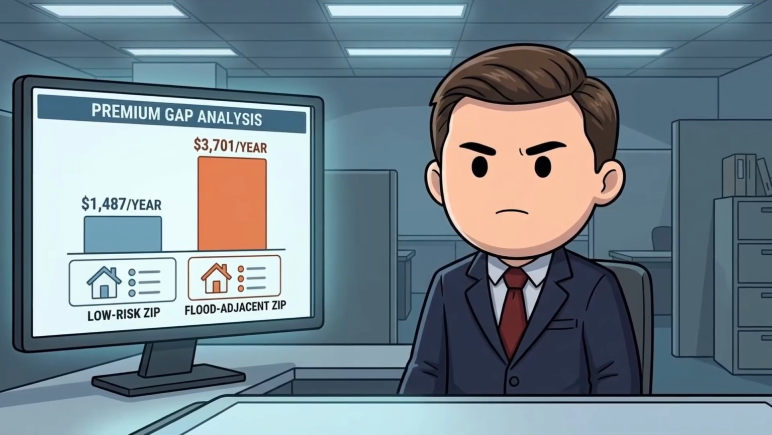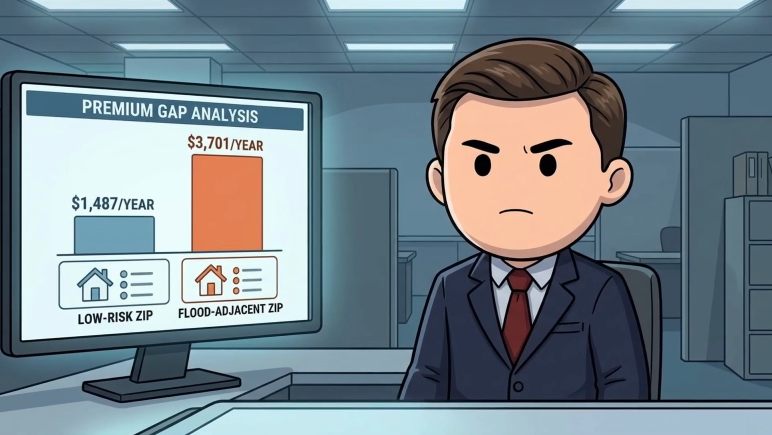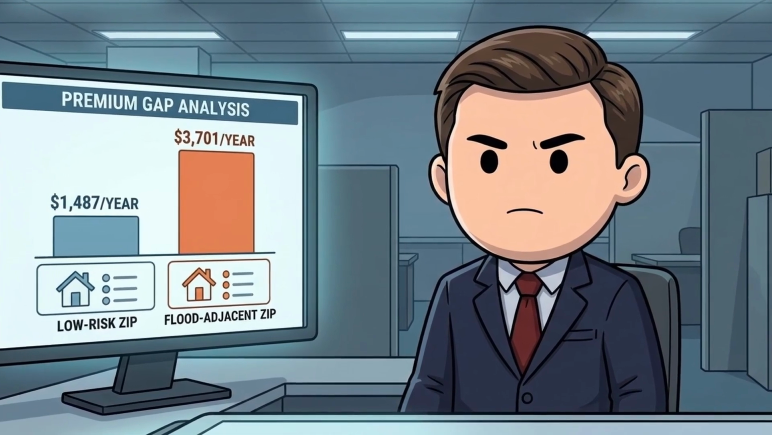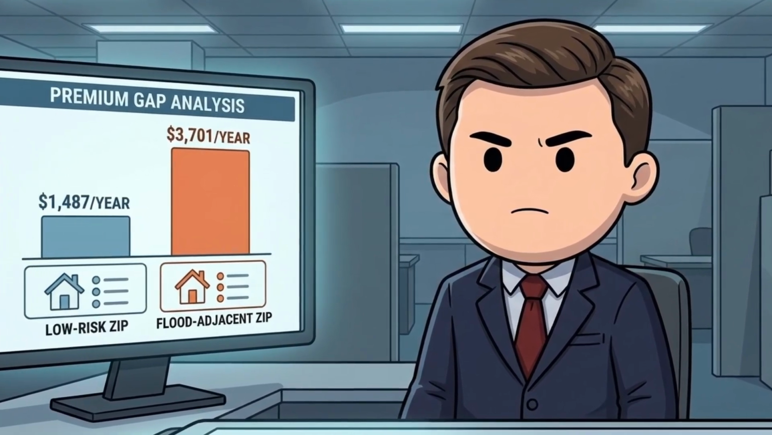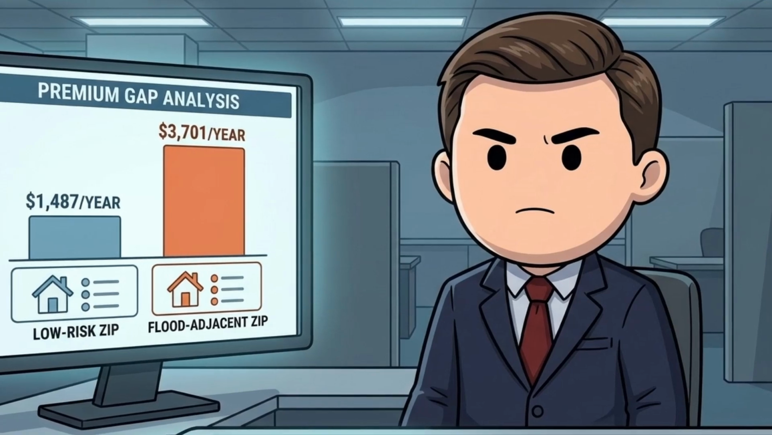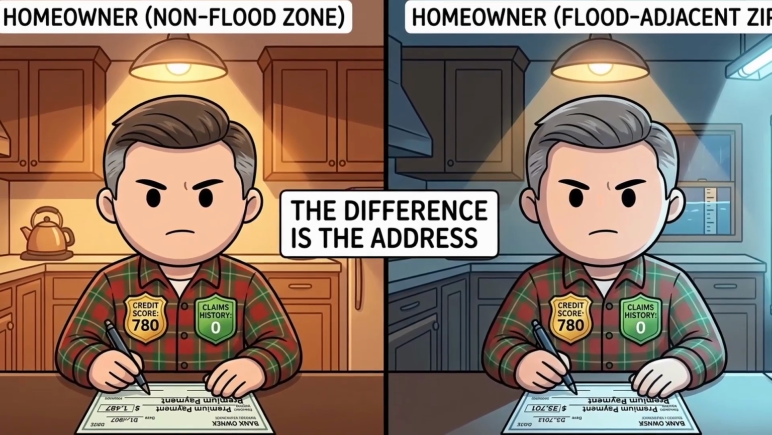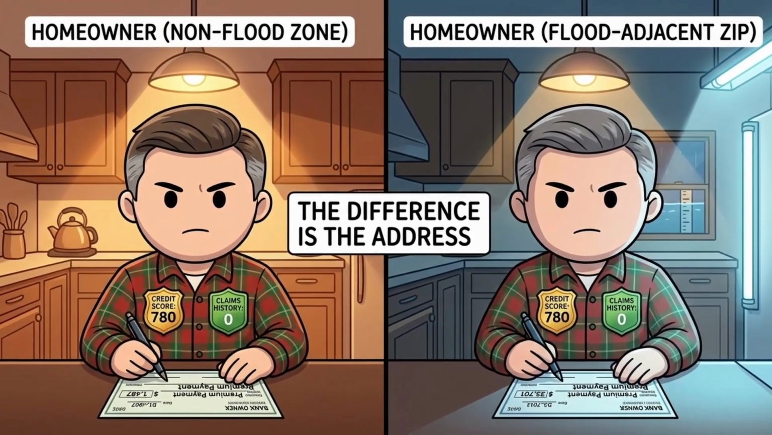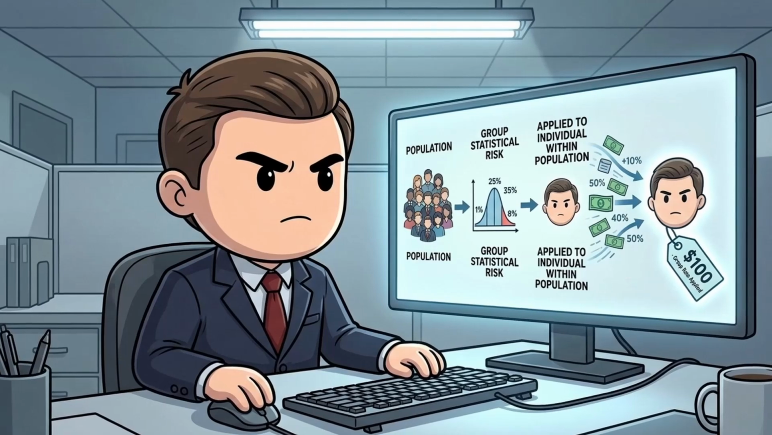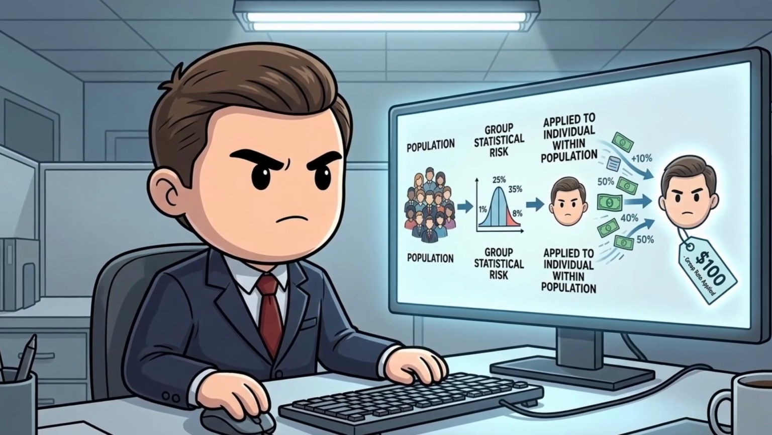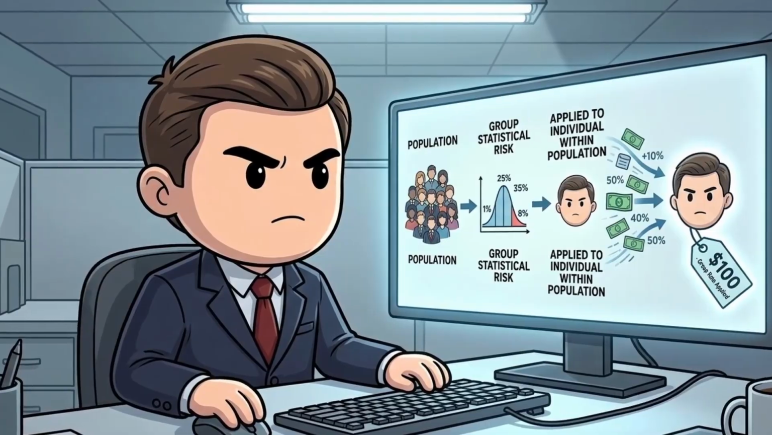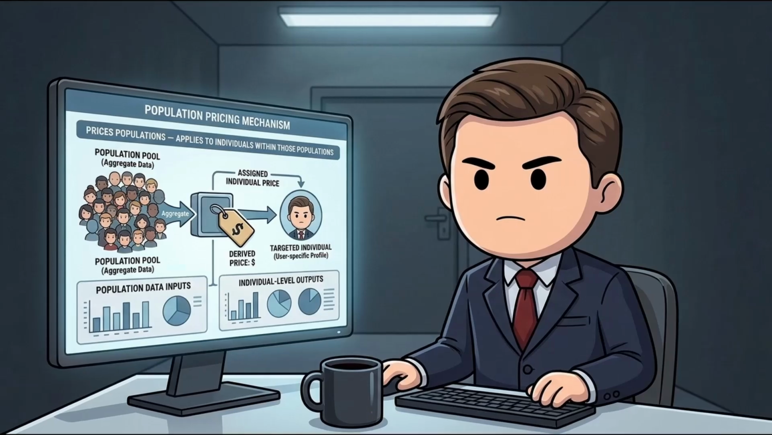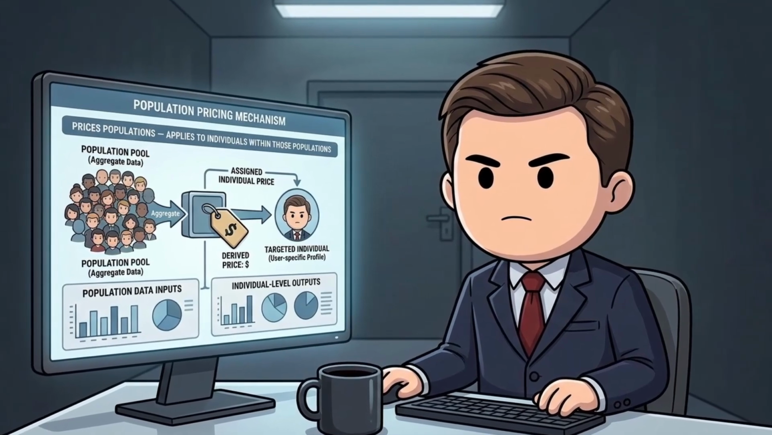A homeowner in a flood-adjacent zip code in a coastal state pays a premium that is on average $2,214 higher per year than an actuarially equivalent homeowner in a low-risk zip code. The two homeowners have identical credit scores, identical home values, identical claim histories. The difference is the address. The address is a proxy for a group statistical risk that neither of them individually represents. The system cannot price individuals. It prices populations and applies the price to individuals within those populations.